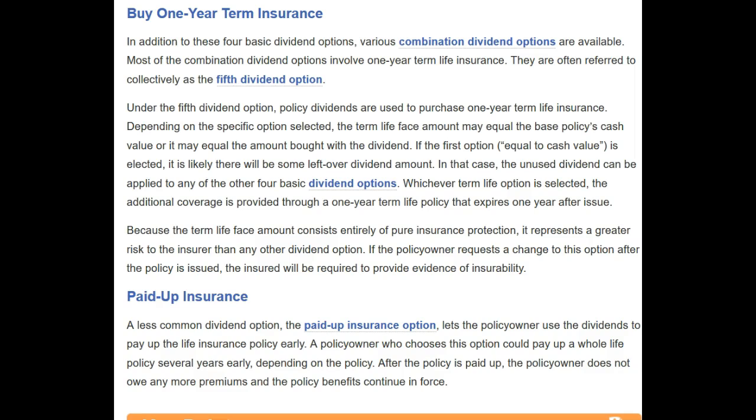Whichever term life option is selected, the additional coverage is provided through a 1-year term life policy that expires 1 year after issue. Because the term life face amount consists entirely of pure insurance protection, it represents a greater risk to the insurer than any other dividend option. If the policy owner requests a change to this option after the policy is issued, the insured will have to provide evidence of insurability.